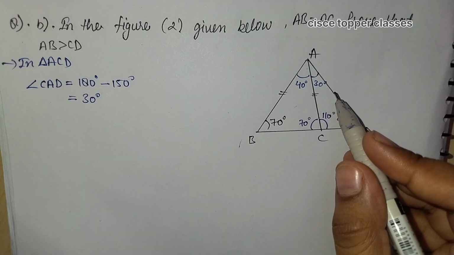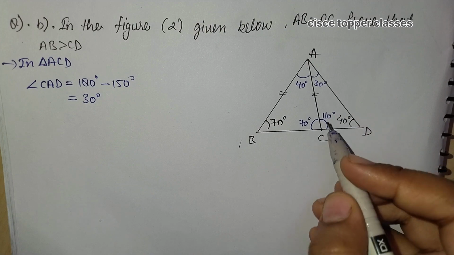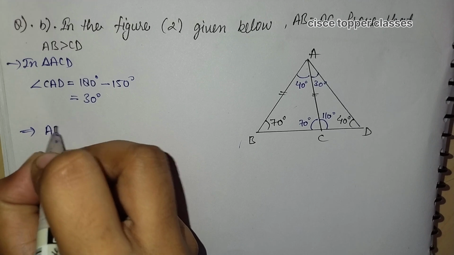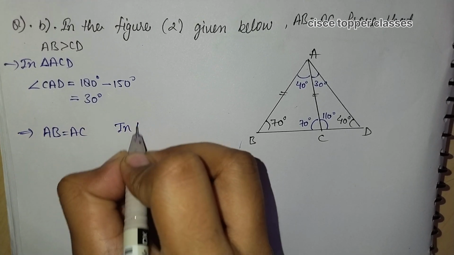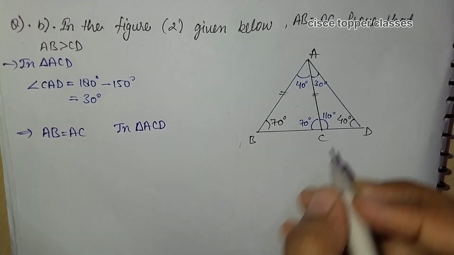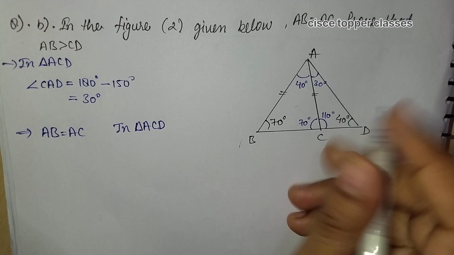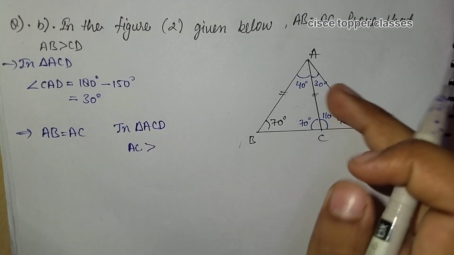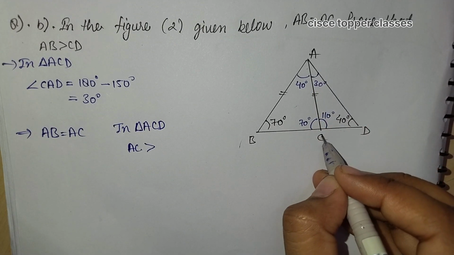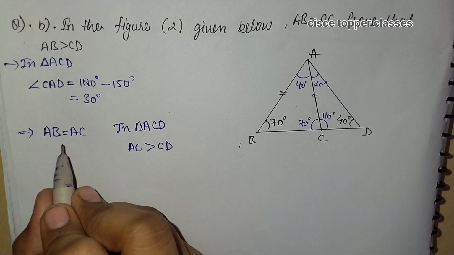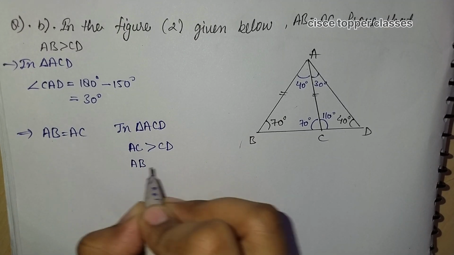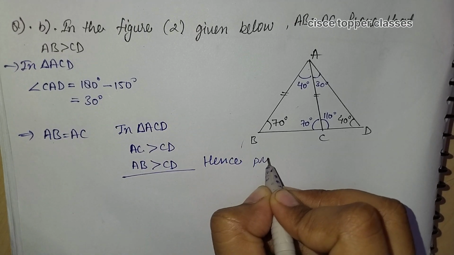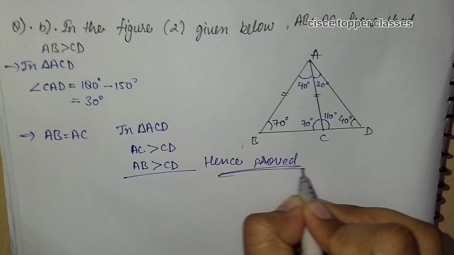So in this triangle only we have to prove. So simply we have AB is equal to AC. So we can write AB is equal to AC, and in triangle ACD we can say that this is the largest angle. So this side opposite to that, AC, is the greater side than CD, which is opposite to 30 degree here. So this is greater than. Now AB is equal to AC. So from here we can simply write that AB is greater than CD. Hence proved here. This part is proved from here.